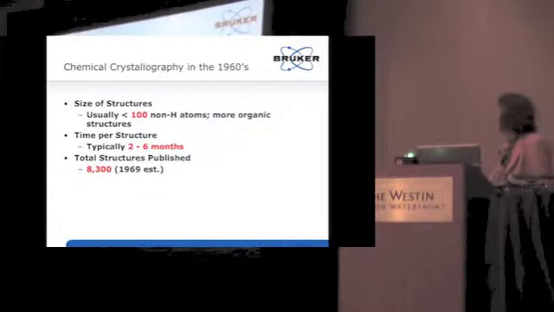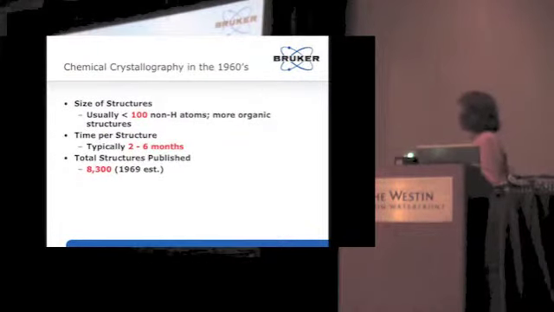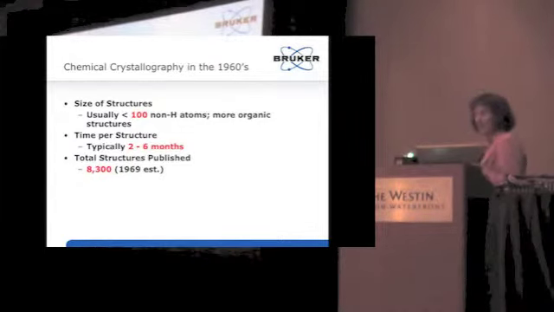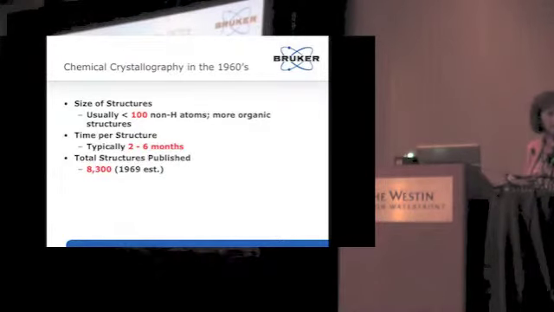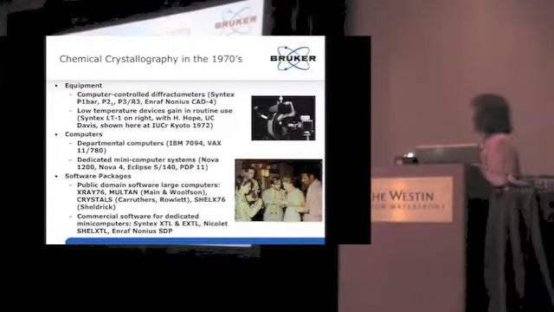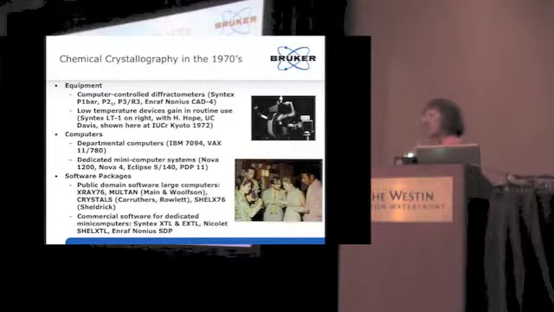So in the 60s, now we're up to 100 non-hydrogen atoms, getting the structure time down, still difficult, and 8,000 structures already in the Cambridge database. Into the 70s, we have a lot of now routine use of computerized diffractometers in North America, and this is really what I'm focusing on here.